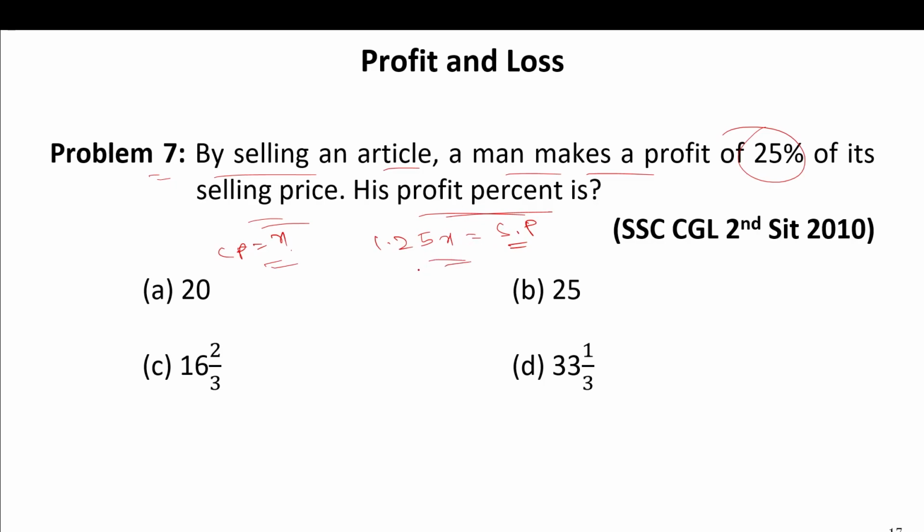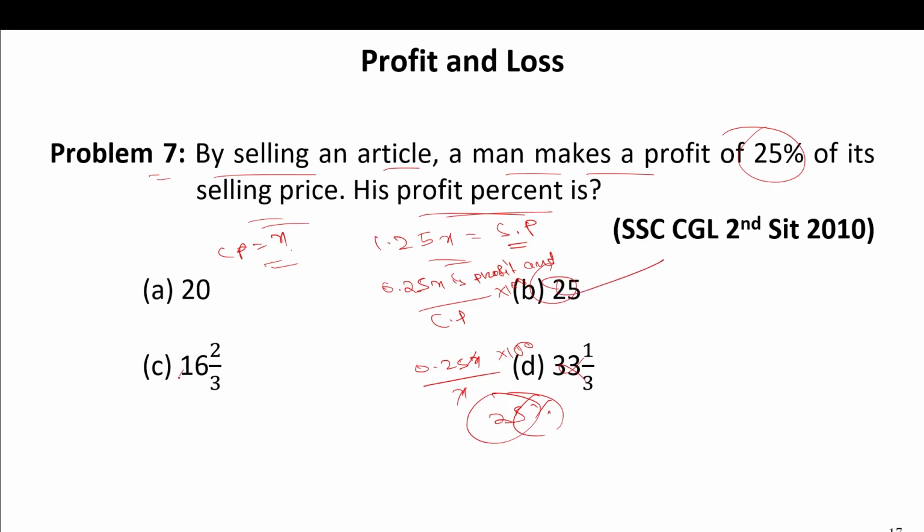Okay, so his profit percentage is what? Since 0.25x is the profit amount, profit amount by CP into 100 is equal to profit percentage. So it is 0.25x by x, multiplied by 100. So 25. So 25% is the answer here. So B is the correct answer here. D, C and A are all wrong answers.